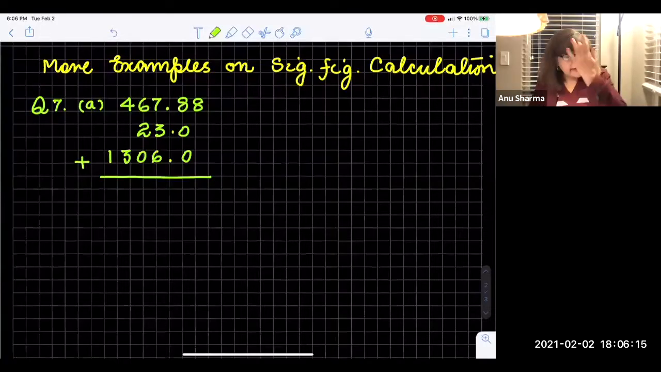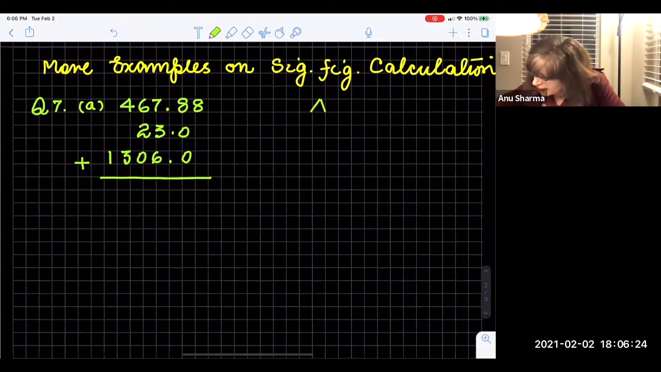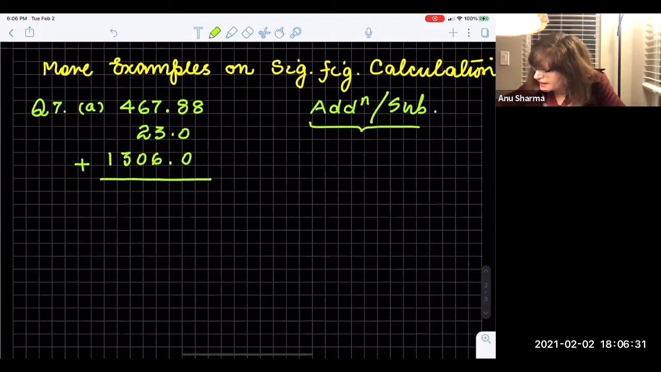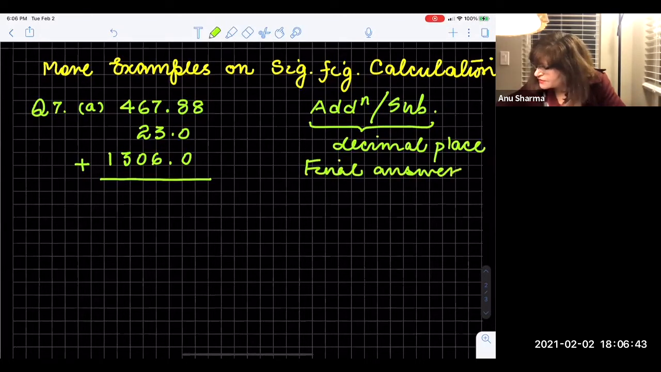So now we are looking at some more examples on significant figures. The first one is where additions are concerned. Remember the rules regarding addition and subtraction: we always look at the decimal places. When we look at the decimal places, the final answer will have the lowest decimal place. So this is the rule. Final answer will have the lowest decimal place.